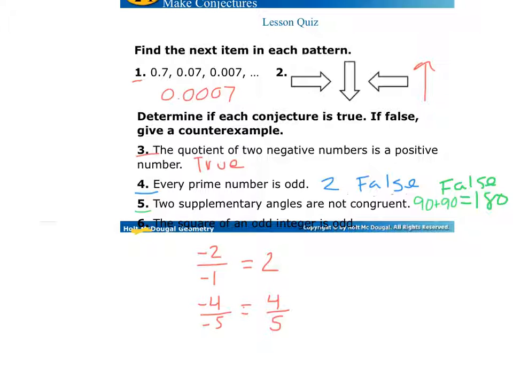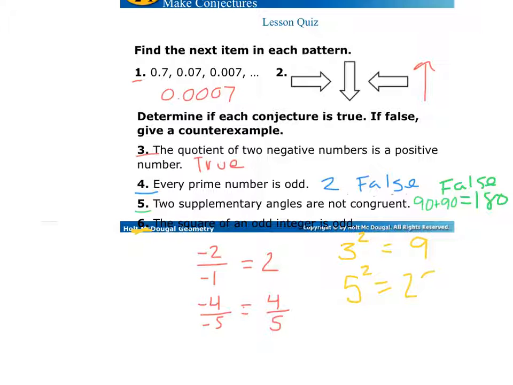All right, last one. The square of an odd integer is odd. So if we had an odd integer, let's look at 3. What's 3 squared? 9. What's another odd integer? 11. Let's do 5. What's 5 squared? 25.